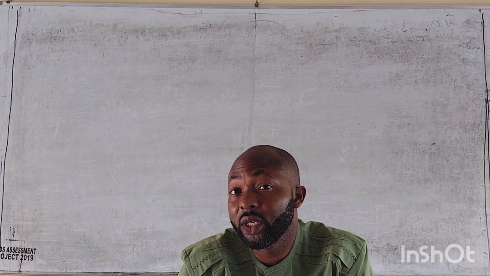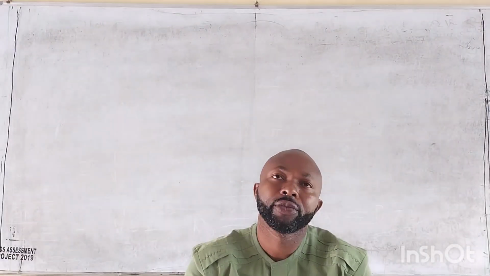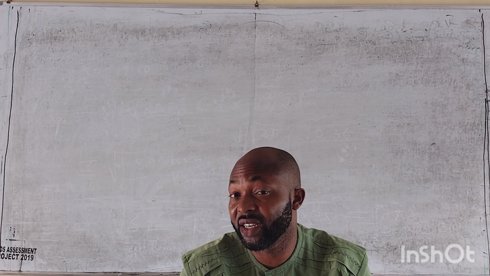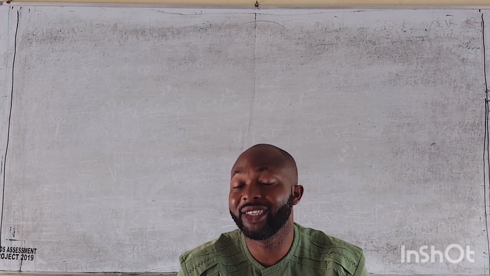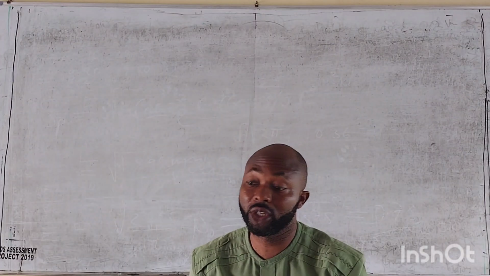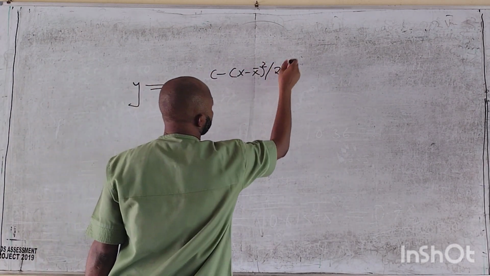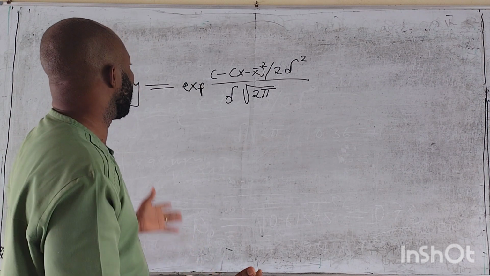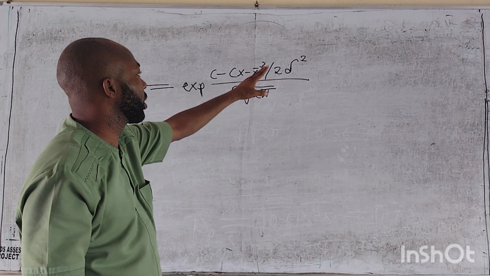Today we're going to be dealing with the normal error curve. In the normal error curve, if the curve is symmetrical, we say it's a Gaussian curve. But if it is non-symmetrical, we say it is a skew curve. So we have a formula which we're going to use to determine that.